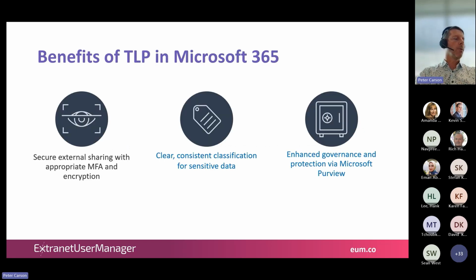So at the end of all this, what are the benefits of using this traffic light protocol with Microsoft 365? You get secure external sharing, and it's not all or nothing. Things like multi-factor authentication and encryption only come into play when appropriate. There's a very clear low, medium, high pattern in terms of how we classify that sensitive data. And we've got all the governance and protection delivered through Microsoft Purview, which in a lot of organizations you're already paying for. So it's not actually additional licensing from that point of view.